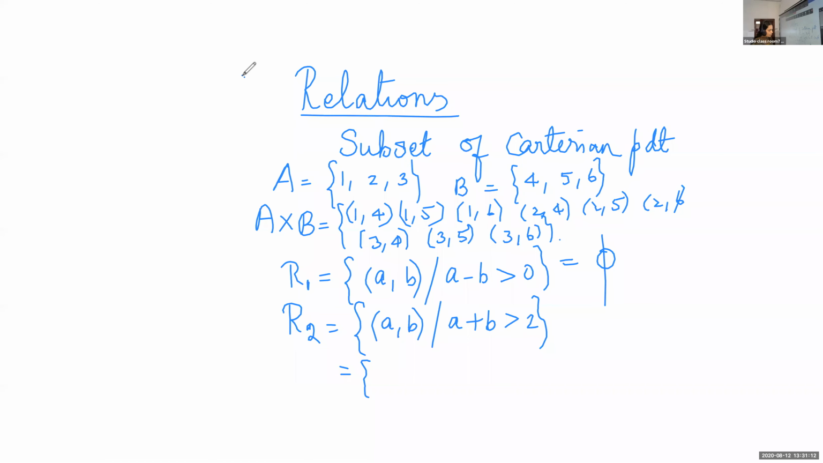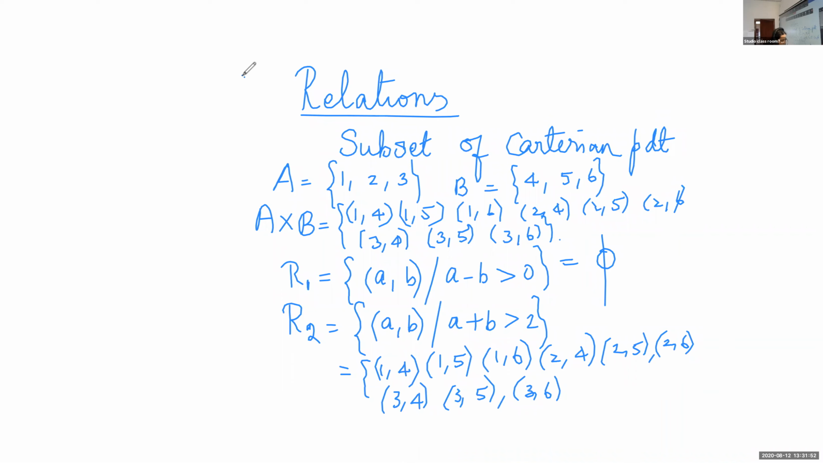Whether you will be getting 1, 4? Yes. So you'll get 1, 4. Why are we getting 1, 4 in that set? Sum is greater than 2. When you add 1 plus 4, it is 5, which is greater than 2. What about the next element? 1, 5, you will get 1, 6. Then 2, 4, 2, 5. We will get all the elements, isn't it? 3, 4, 3, 5, 3, 6. Is it clear?